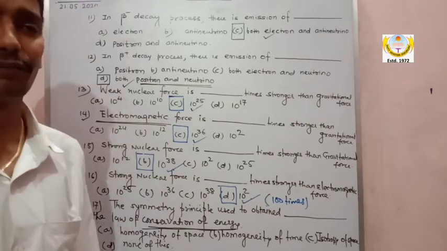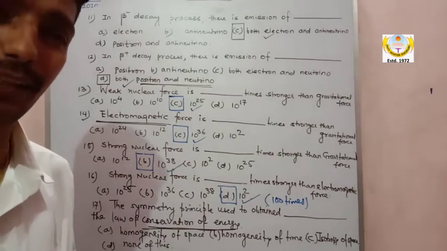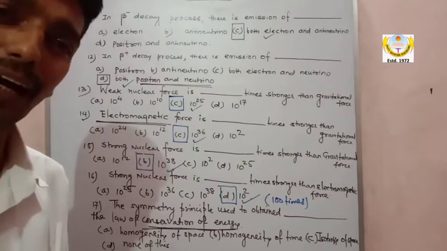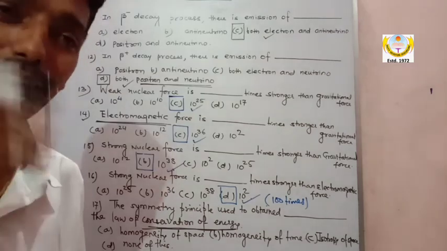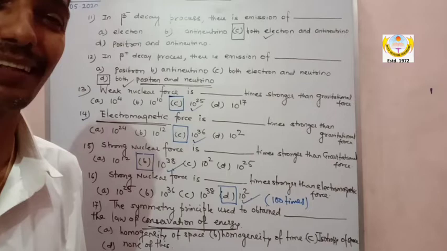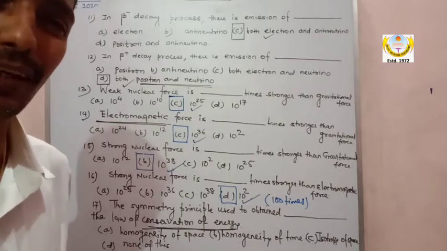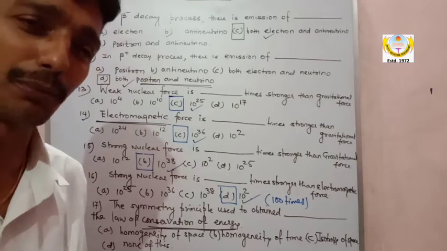And homogeneity of time, my dear, means whatever experiment we are doing today and after 1 year also, the result of the experiment is the same. Today and after 1 year, there is a span of 365 days, my dear, but there is no difference in the result. The law of energy conservation remains the same today, tomorrow, and the day after tomorrow.